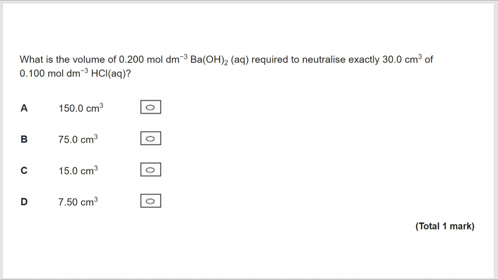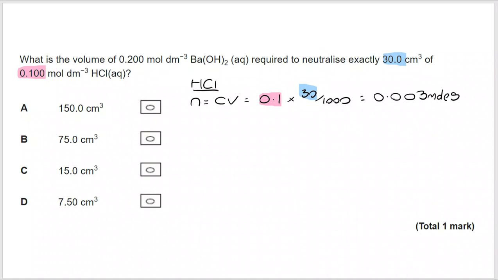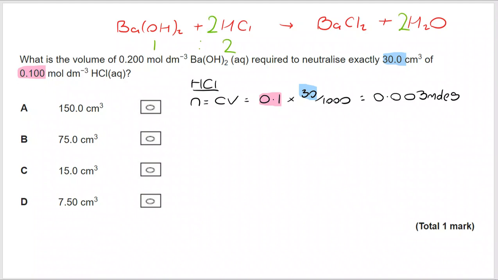And this is essentially like a titration calculation. I have got for HCl a concentration and a volume. I'm converting my volume into decimeters cubed as always, and I've got 0.003 moles of it. I then need to look at the equation. Now we can see that HCl is monoprotic, and we can see barium hydroxide is dibasic, but we can actually write out the equation and balance it to see that ratio clearly. The barium hydroxide to hydrochloric acid is a 1:2 ratio.